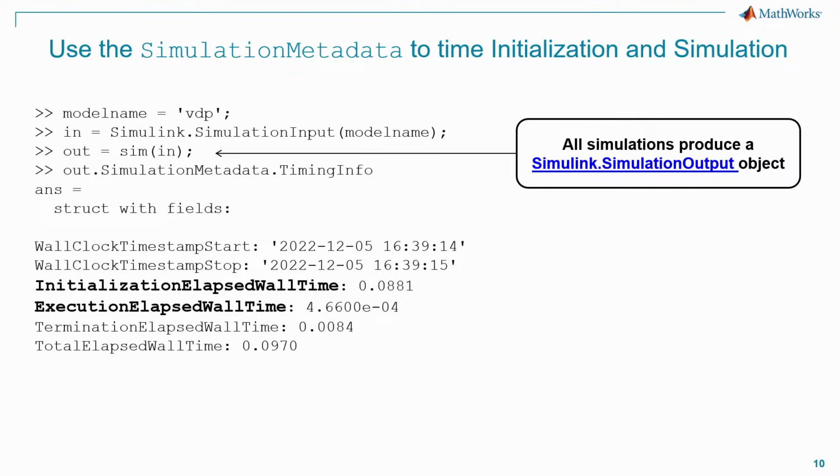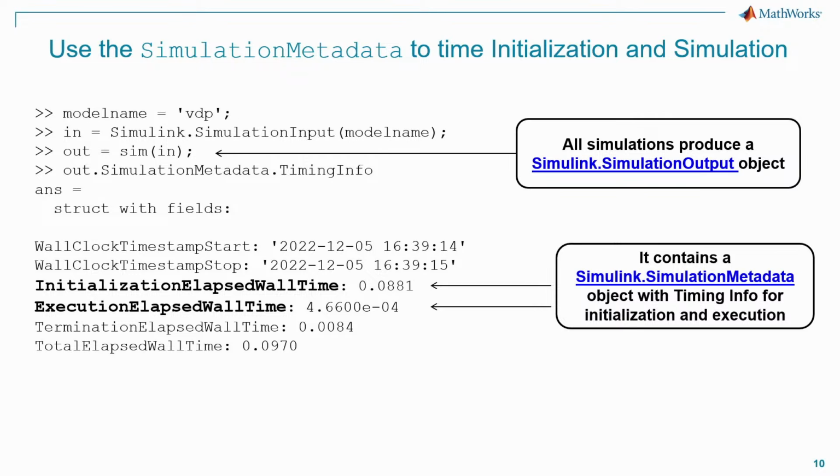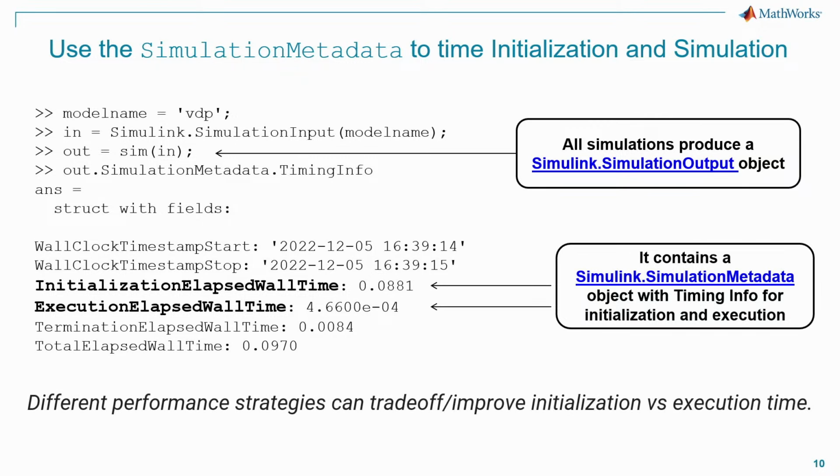It's going to contain things like the model name, some of the settings we ran with, and any warnings or errors that showed up while we were running the simulation. But of particular importance to performance, we've got the timing info field. And inside the timing info, we're going to get that breakdown of the initialization, execution, and termination time. And that's really going to be helpful for us when we go to look at what performance solutions we should choose. So the key takeaway here is that for a lot of the performance strategies we show later on in the presentation, it's going to be really important to pay attention to the simulation metadata and the initialization versus the execution time, as we can trade off time between those two phases or maybe improve those phases.